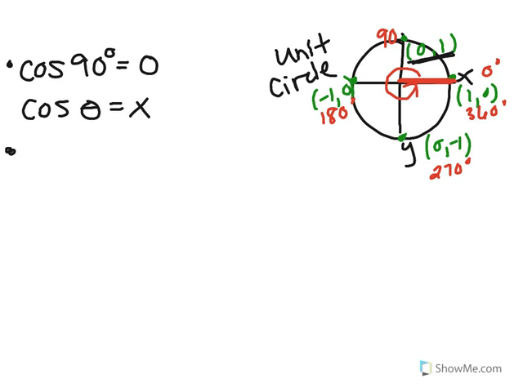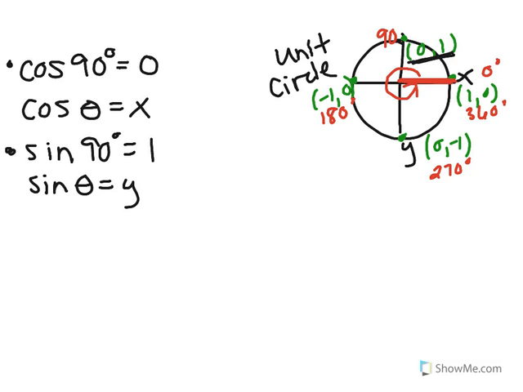So then how would I do the sine of 90 degrees? The rule, again, for sine is the sine of any degree measure is equal to the y value. So we're still looking at that same coordinate, and the y coordinate of that point is 1, so the sine of 90 degrees is equal to 1.